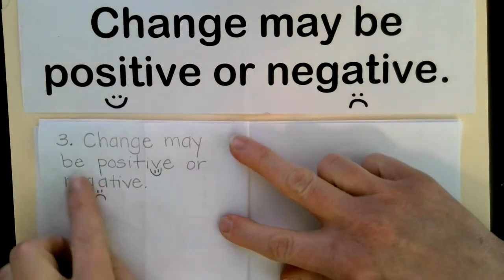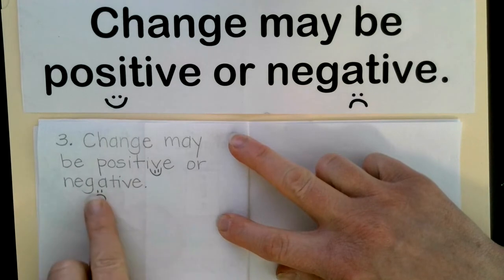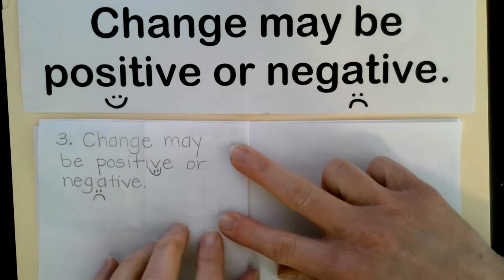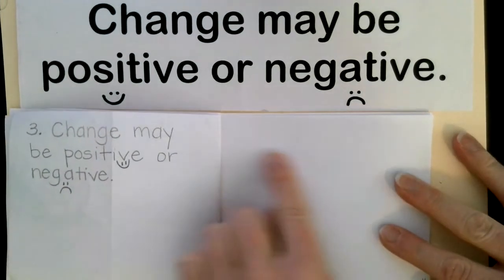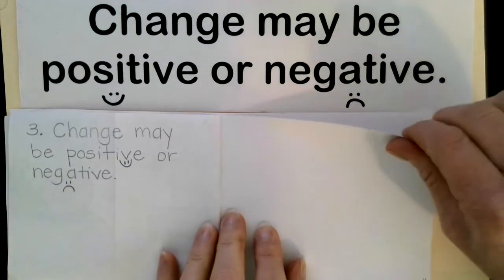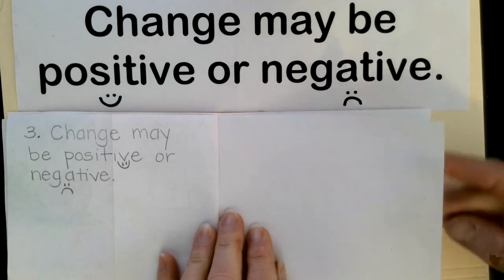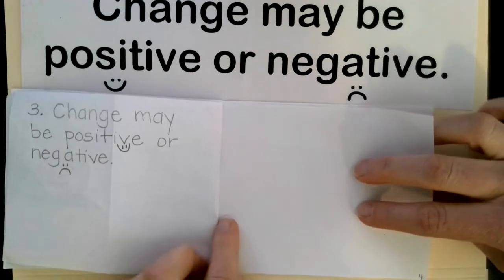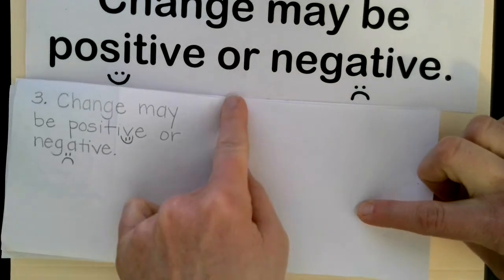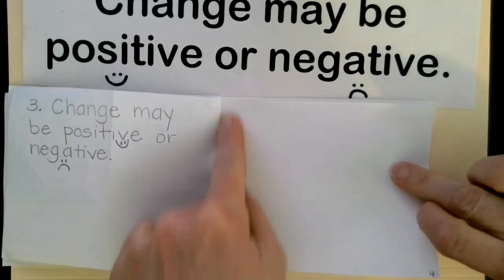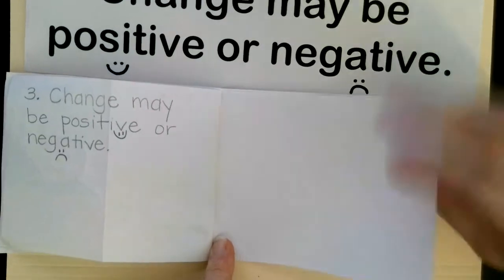So we've got change may be positive or negative, and I've got my smiley and my frowny, so I remember which is which. And then on this side, we're going to do the same thing that we did on the other page. We're going to fold this in half, so this piece is touching here.